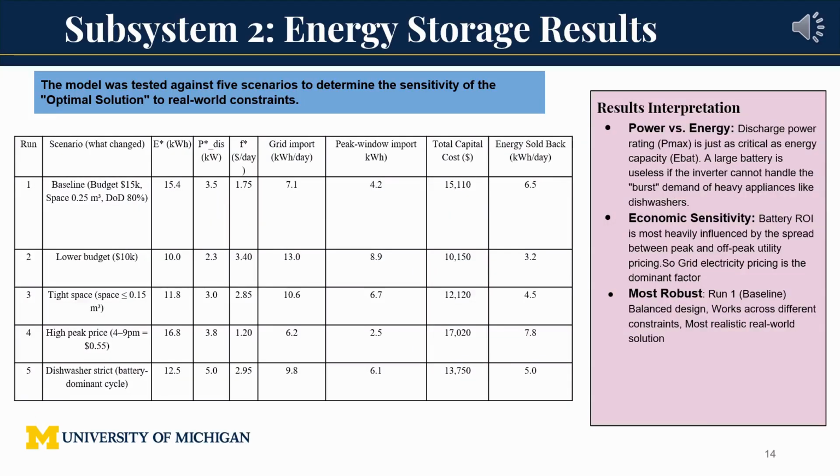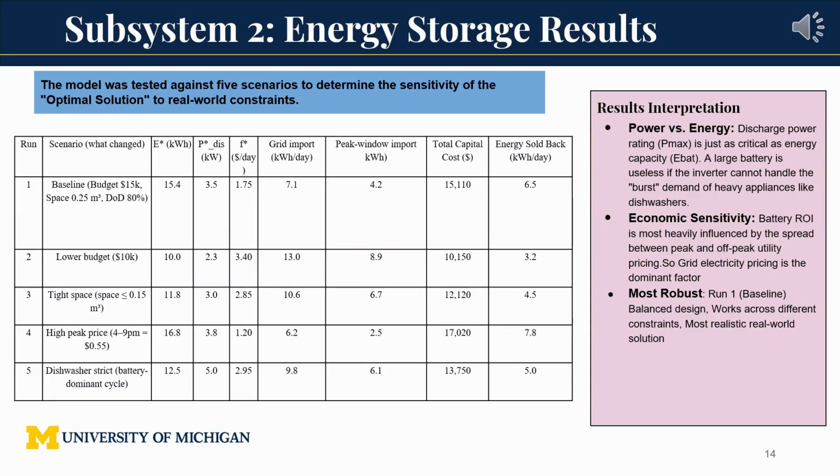Energy storage results. We evaluated 5 scenarios by varying key constraints like budget, space, pricing, and load to understand system sensitivity. A key takeaway is that both energy and power matter. A large battery is not useful if it can't deliver enough power during peak demands. We also see that the system performance is strongly constrained by real-world limits like budget and space, which can prevent the optimal design from being fully realized.